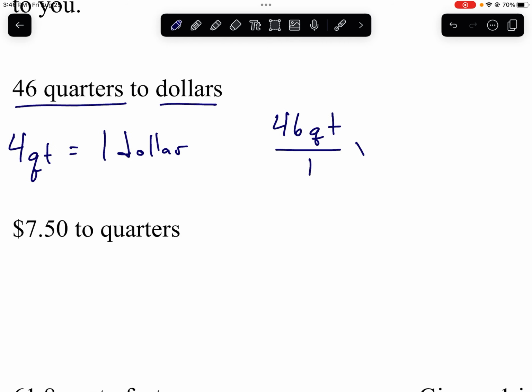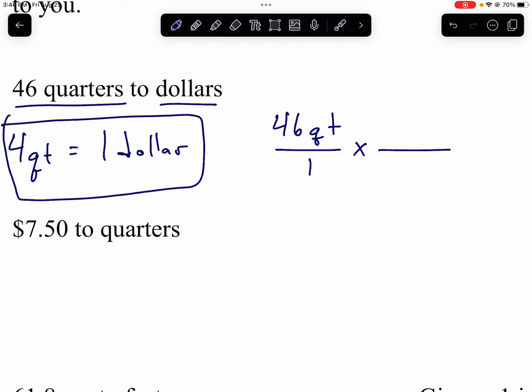Okay, so the next thing I need to do is make a conversion factor. The way I make a conversion factor is I take an equivalency, like I have over here, and I set it up so that I cancel out the units I want to get rid of, and it gives me the units that I want.